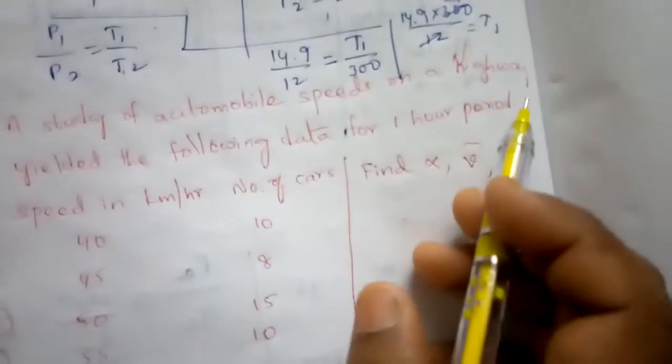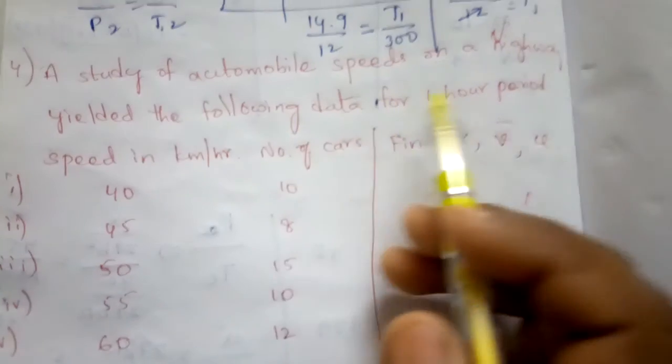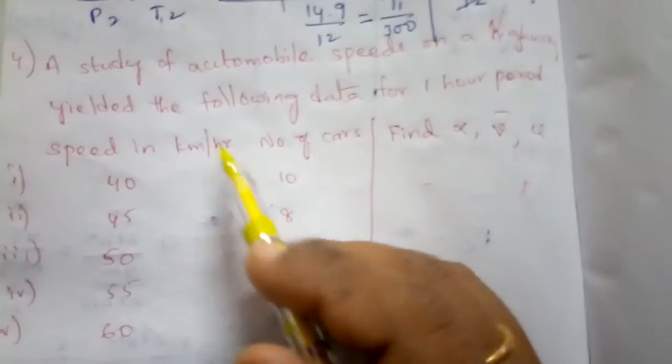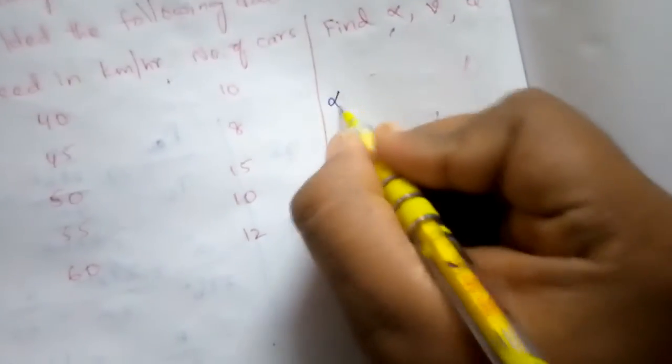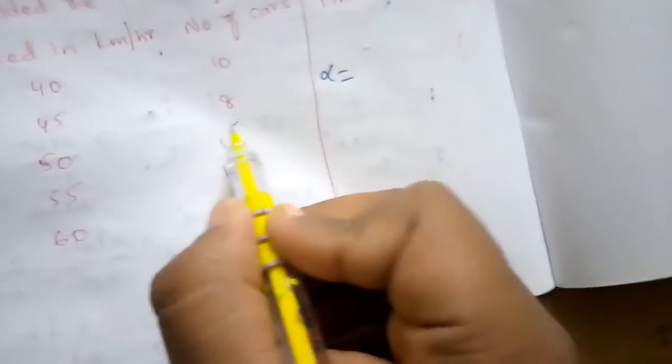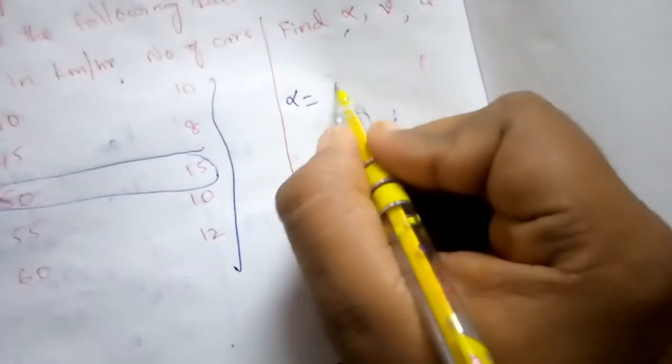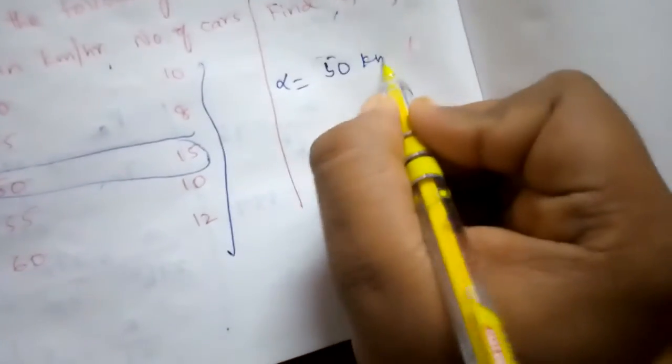Okay, next problem. A study of automobile speeds on a highway yielded the following data for a 1 hour period. Speed in kilometer per hour and number of cars was given. You need to find out the most probable velocity. Most probable velocity is nothing but the one with the most number of cars, and here 15 is the greatest. So the most probable velocity here is 50 kilometer per hour.